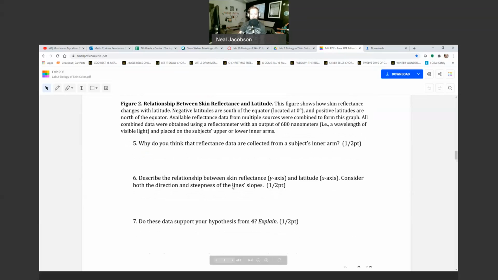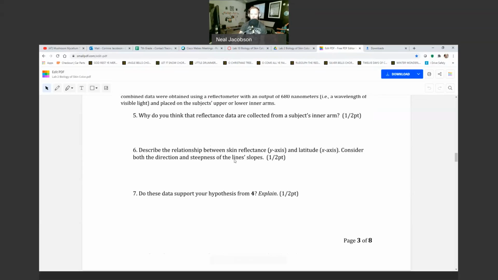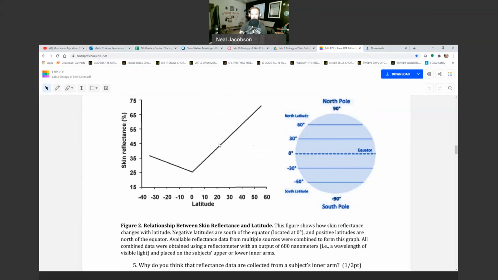All right, so the relationship between skin reflectance, that's the y-axis, and latitude. So consider the direction and steepness of the line slope. So what does that mean? Well, the first part's pretty simple, right? It's basically skin reflectance increases as you go up in latitude. But then the second part, you kind of have to address both the southern hemisphere and the northern hemisphere. And so what it appears like is the southern hemisphere actually gets quite a bit more sun than the northern hemisphere. That's what I would say. If you kind of catch my drift there, because it's steeper in the northern hemisphere.